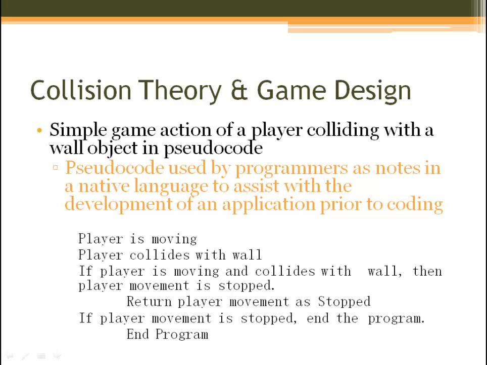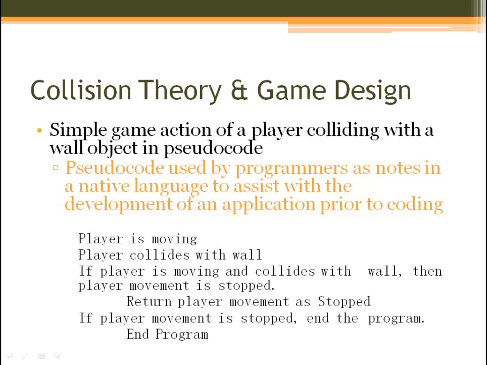A simple game action of a player colliding with a wall object in pseudocode is as follows. We have: player is moving, player collides with wall. If player is moving and collides with wall, then player movement is stopped, and it says return player movement as stopped. If player movement is stopped, end the program. Thus you end the program.